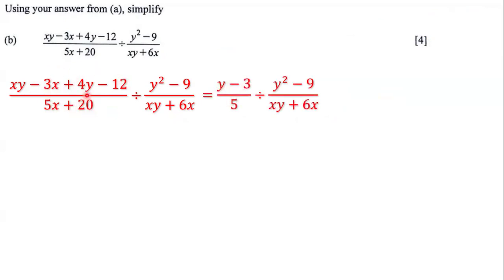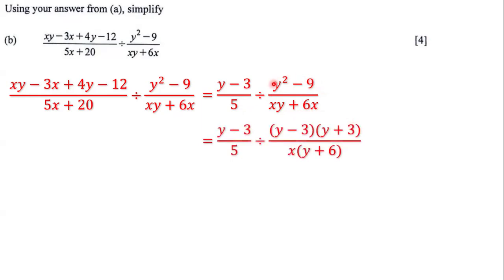And so we have this expression divided by this fraction. Instead of writing this expression all over again, we replace it with y minus 3 all over 5, because that's the simplified form. So what we actually have is y minus 3 over 5 divided by y squared minus 9 all over xy plus 6x. We're going to factorize the expression on top.